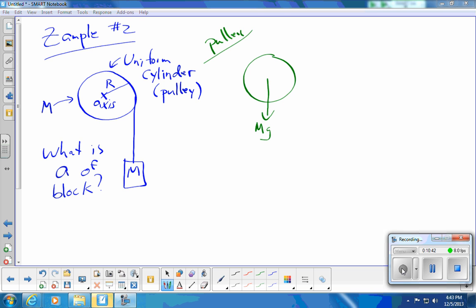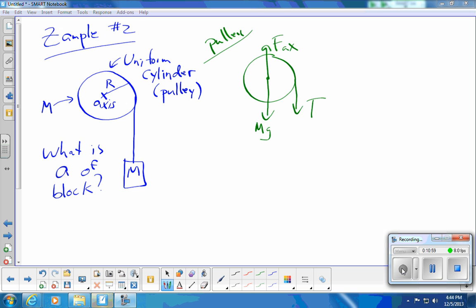The other is this force exerted by the pin, whatever is holding this thing off the floor. So we have one of these things I call F_ax, the force exerted by the axle on the pulley. And then the other thing is the string pulling down. We have a tension force, which I will call T.